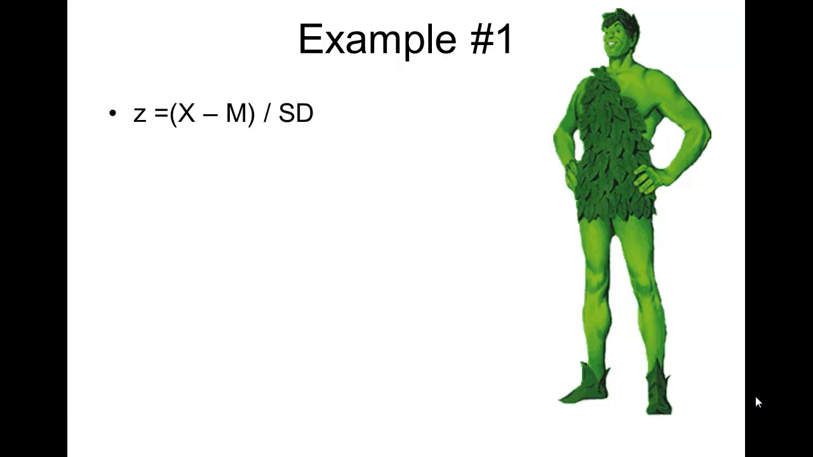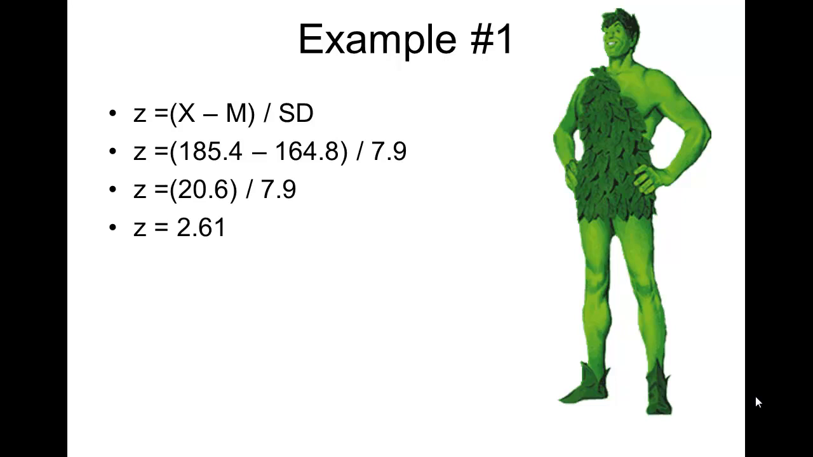So here's our z formula. What we would do is plug in the numbers given on the last slide. So I'm 185.4 centimeters. We'd subtract the average female height of 164.8 and divide that by 7.9. And once you go through the math, you would see that my z-score is 2.61. What that means is that I'm 2.61 standard units above the mean.